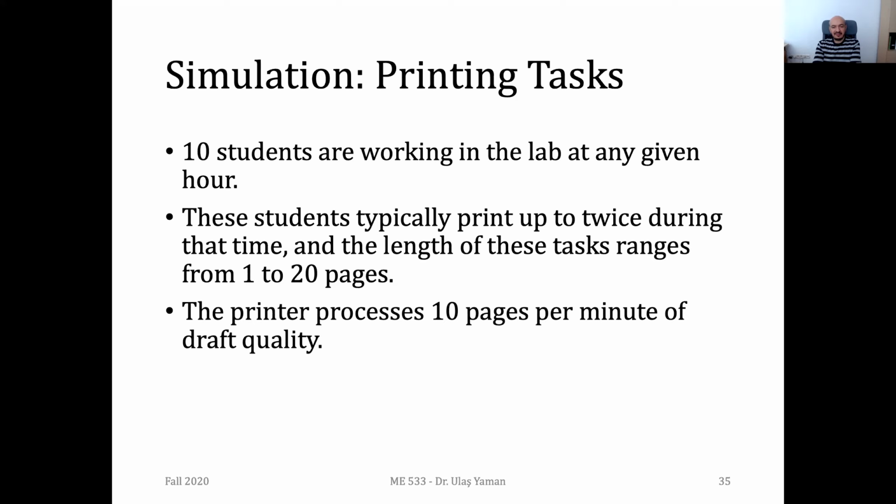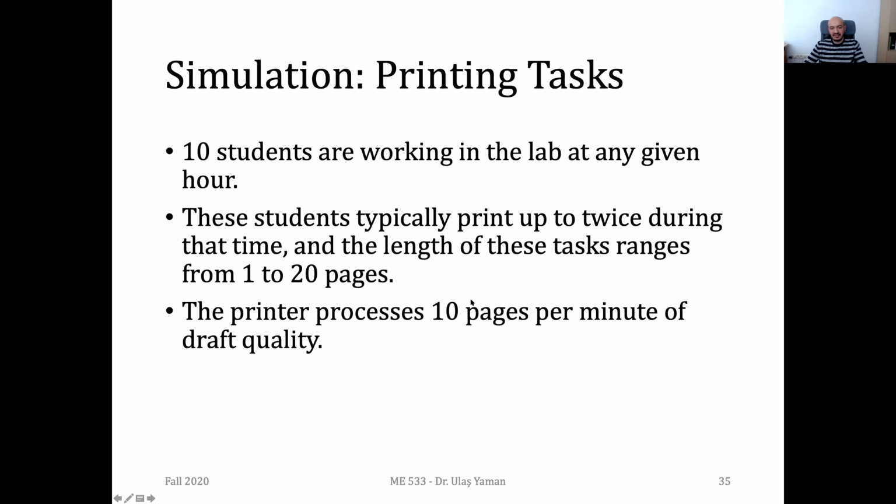And the thing is that we are trying to find the best printer in terms of speed. Right now, we may assume that the printer is processing 10 pages per minute in draft quality, not in excellent quality, but in draft quality. The printer currently available in the lab is capable of printing 10 pages in a minute. And once you implement this simulation problem, you can try to find the best printer so that no one will wait for their documents.